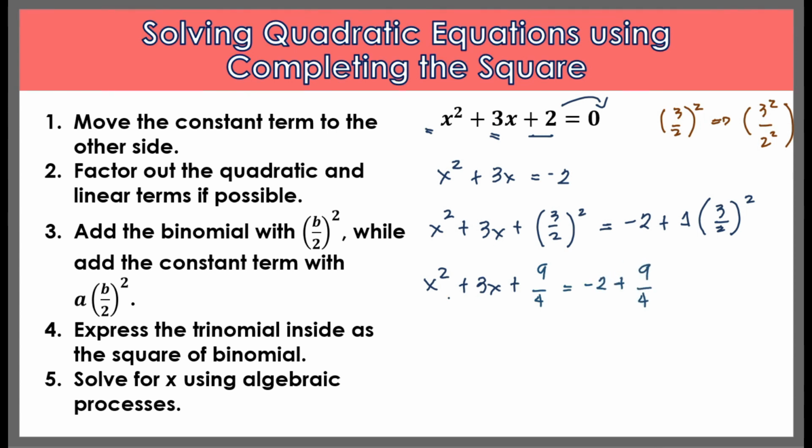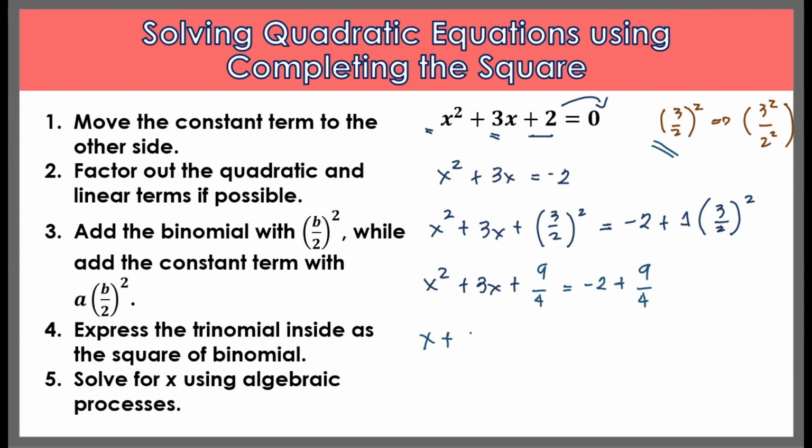Now, step 4 na tayo, square of the binomial, express the trinomial, which is yung nasa left side. So, square root the first term, si x squared, magiging x. Copy the first operation, plus. So kung minus yan, magiging minus ito ha. And square root the last term. Si last term natin, si 9 over 4, parang ginawa natin dito sa taas. Diba? Nag-raise to 2 tayo. Ganon din ang gagawin natin. Mag-square root tayo on both sides.